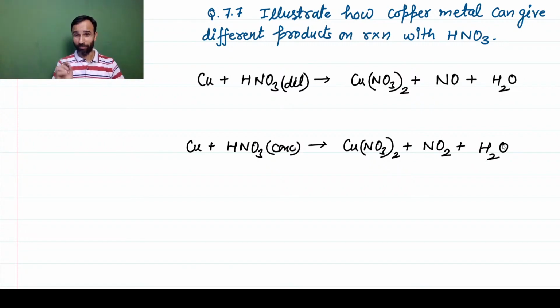Balancing is more important. See, now in this case, to balance this equation, I can write here copper, you can write HNO3 two times.